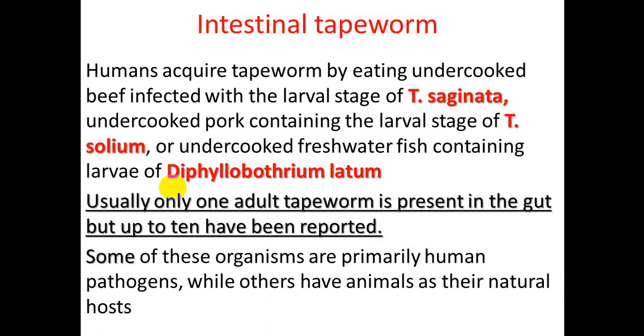Intestinal tapeworm. Humans acquire tapeworm by eating undercooked beef infected with the larva stage, Taenia saginata, undercooked pork containing the larva stage of Taenia solium, or undercooked freshwater fish containing larvae of Diphyllobothrium latum. Usually only one adult tapeworm is present in the gut, but up to 10 have been reported. Some of these organisms are primarily human pathogens, while others have animals as their natural host.